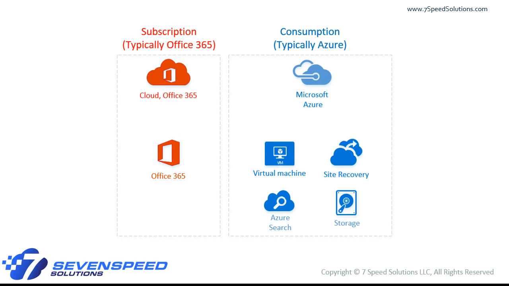A good way to illustrate it would be right here. Subscription typically is Office 365. If you hear someone say an Office 365 subscription, this is something you pay whether you use it or not. Now, you can still add users. You may have 10 Office 365 users. You add an 11th one, you pay for the 11th one, and vice versa. Consumption is typically Azure or Amazon, or one of the real true cloud offerings when you think of cloud. In this example, I'm looking at Azure offerings, things like Azure Search, storage, site recovery, virtual machines. That's what's typically referred to in the consumption model.